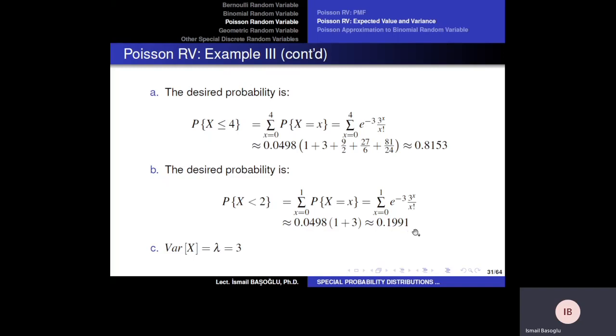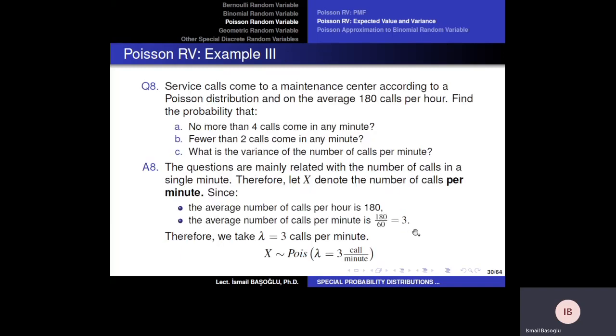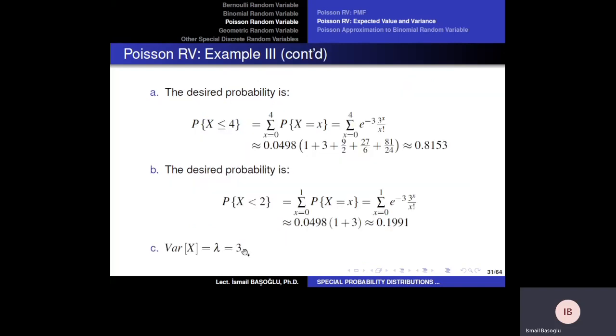For the third part of the question, it says, what is the variance of the number of calls per minute? If the number of calls per minute is modeled by a Poisson random variable with rate parameter equal to 3, its variance is also equal to the rate parameter, that is 3, and its expectation is also equal to 3.